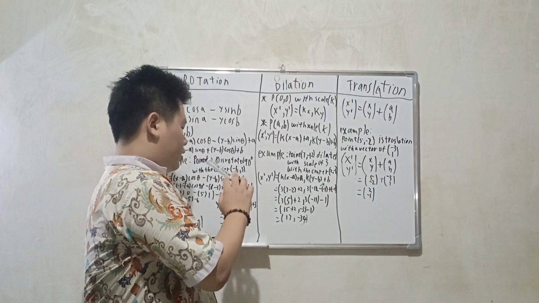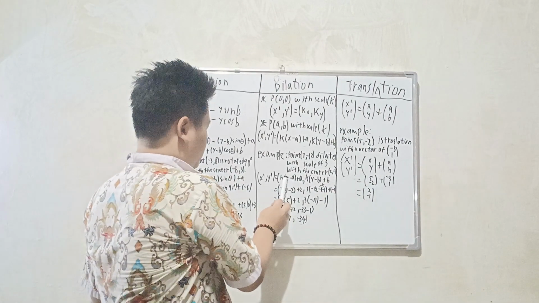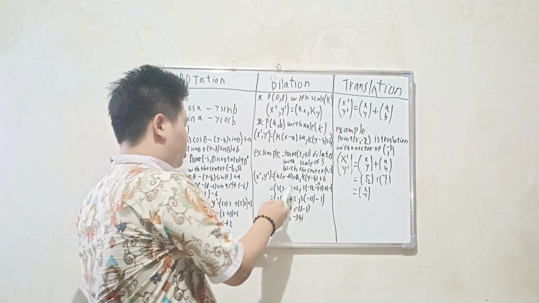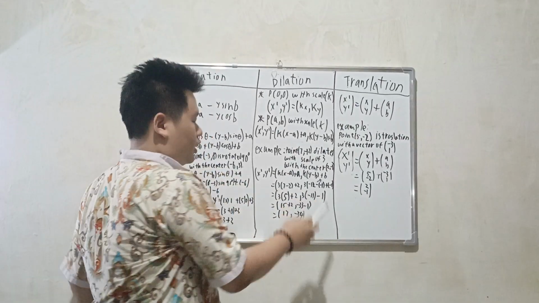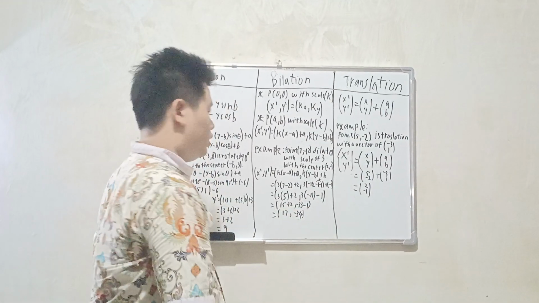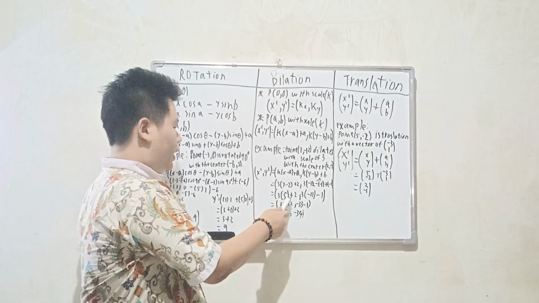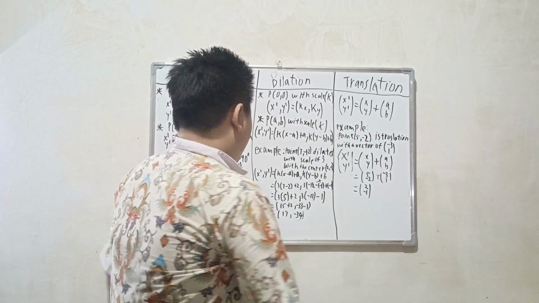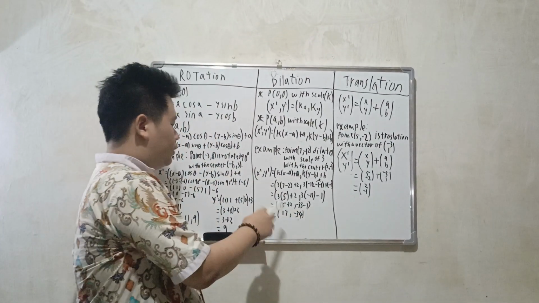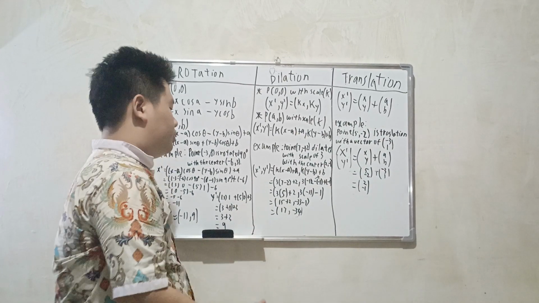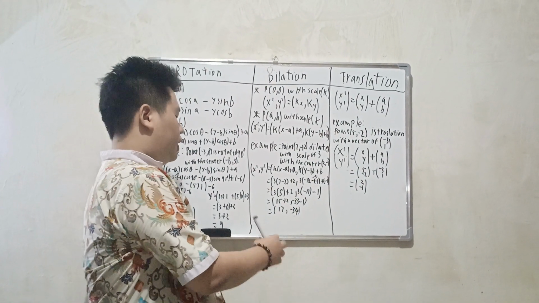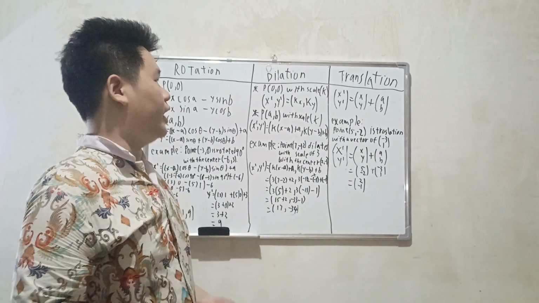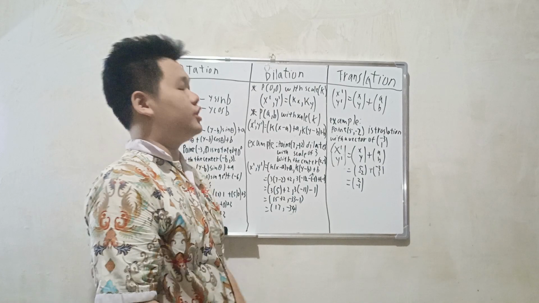So first we will be doing this part first. So 7 minus 2 will be 5, and minus 12 minus negative 1 it will be minus 11. So in the end it will be 3 multiplied by 5 plus 2 and 3 multiplied by minus 11 minus 1. And after we multiply it, it will be 15 plus 2 and negative 33 minus 1. And the answer for the image will be 17 and minus 34. So that is dilation.